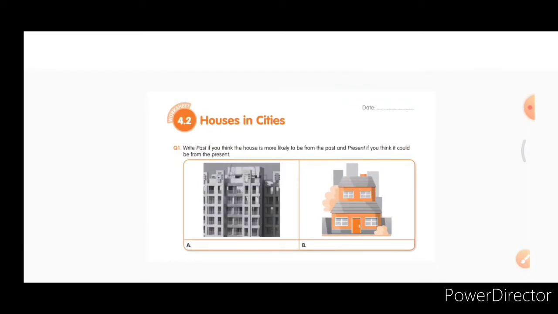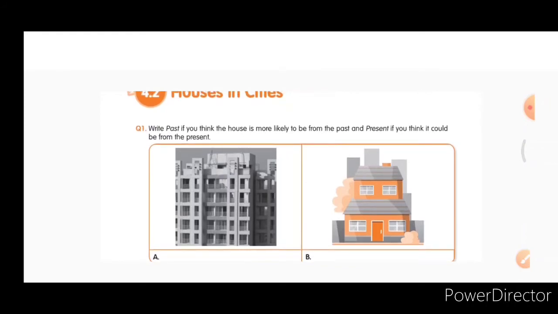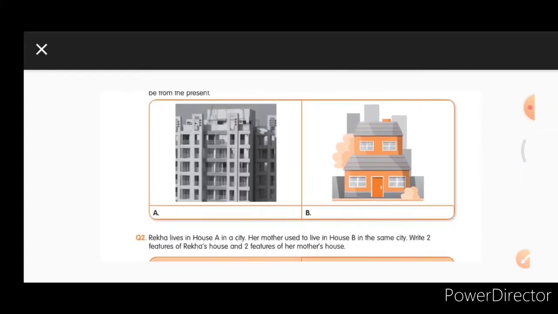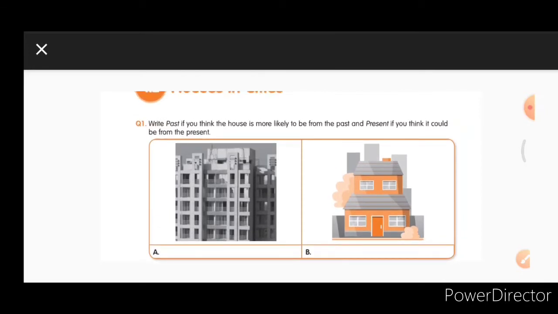Put today's date. Houses in cities. Write past if you think the house is more likely to be from the past, present if you think it could be from the present. Okay, so here you can see A picture is a multi-story building, B picture is a bungalow. So you have to write which house was from the past, mostly we have seen in the past, and which house is from the present times. So under multi-story building, what will you write? Present or past?